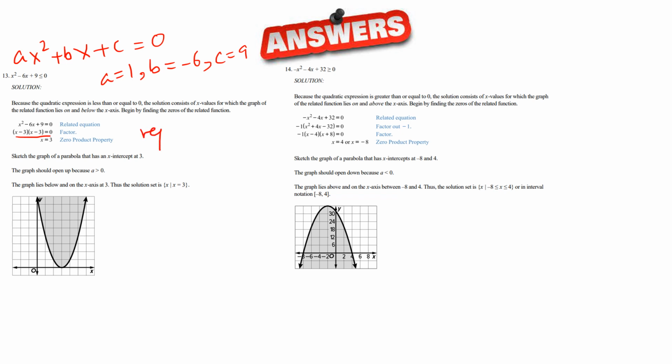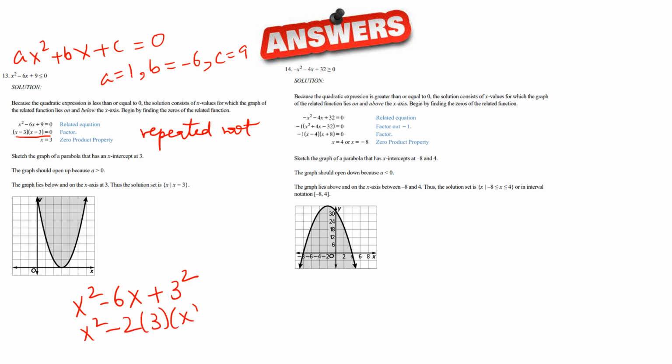It's a repeated root because it's a perfect square. x square minus 6x plus 9. 9 is what? 3 square. So can I write this as x square minus 2 times 3 times x plus 3 square? So this is x minus 3 whole square. That means the root is repeated using zero factor property. So the parabola is going to touch at x equal to 3.